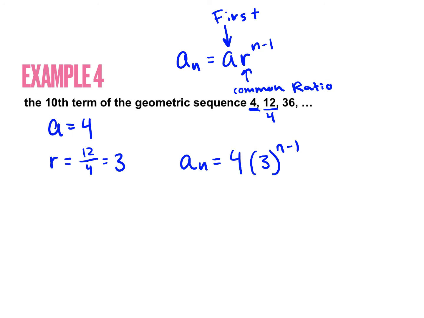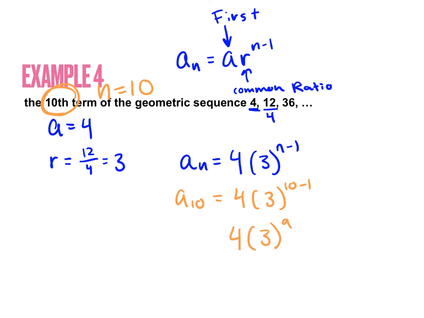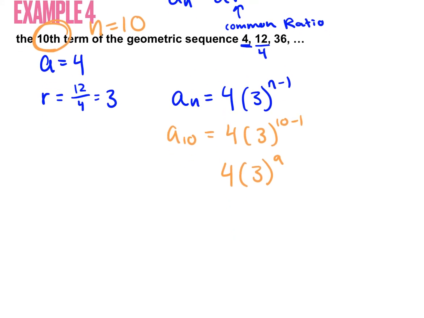Now it asks us for the 10th term, so that means n is equal to 10. So a sub 10 is equal to 4 times 3 to the power of 10 minus 1. So 4 times 3 to the power of 9. Be careful with your order of operations because this exponent is just applying to the 3 there. It's just 3 to the power of 9. It's not 4 times 3 to the power of 9, just 3.